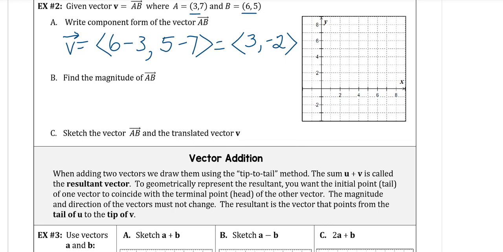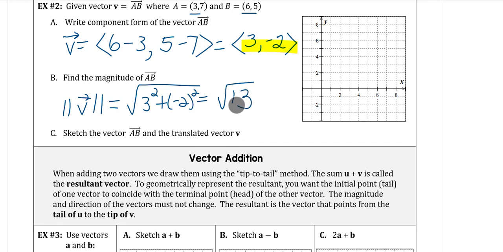The magnitude is simply just going to be, now you can do it the long way. You can start from A and B and use the distance formula, or you can just use what's known as our resultant vector. So the magnitude of v is going to be the square root of 3 squared plus negative 2 squared. So that is going to be the square root of 13.